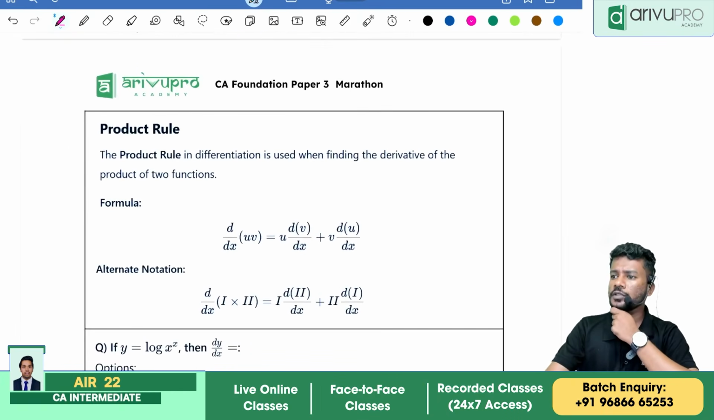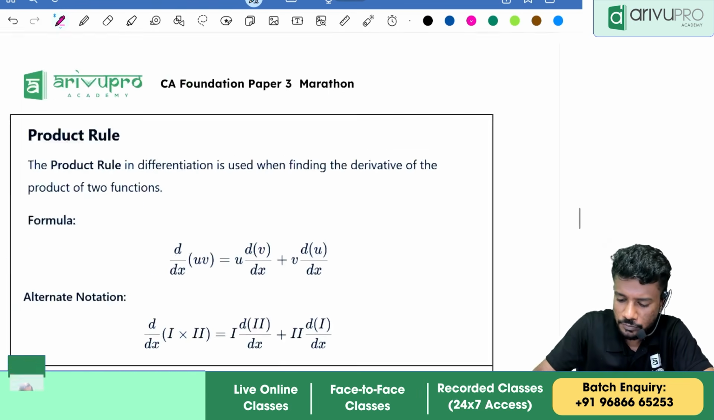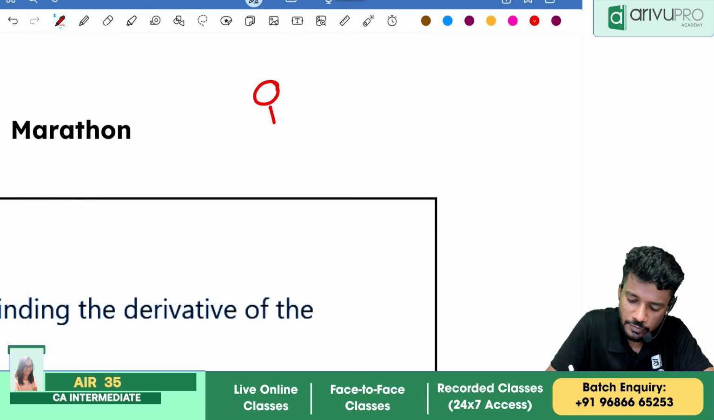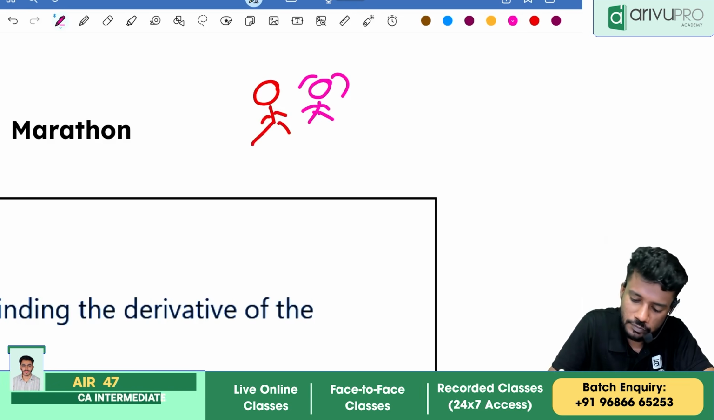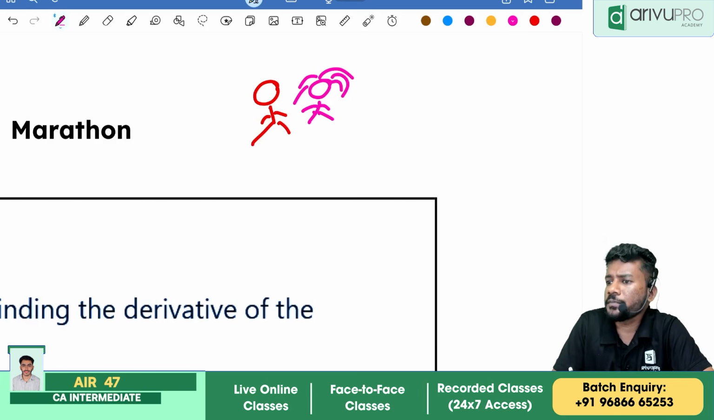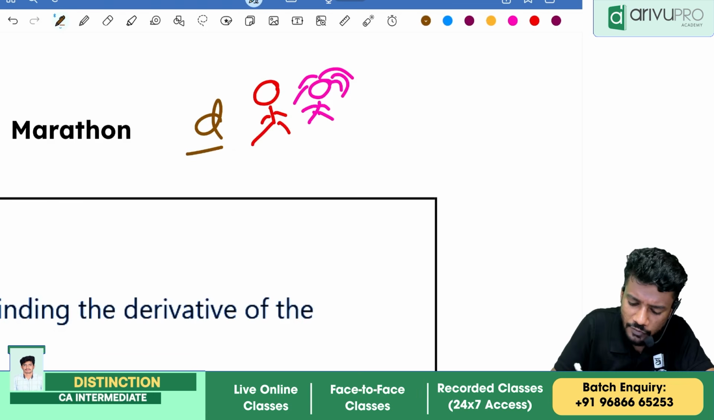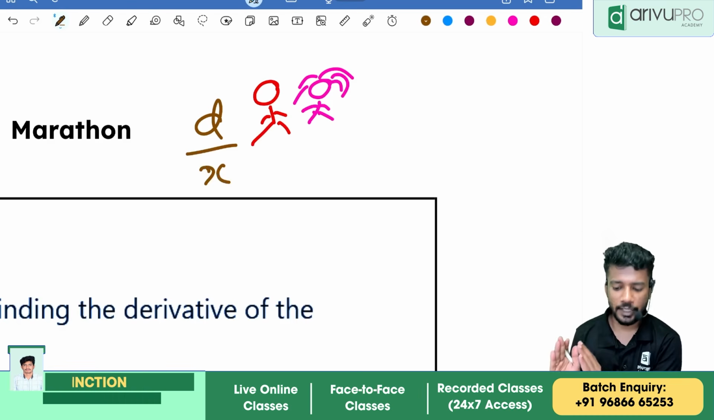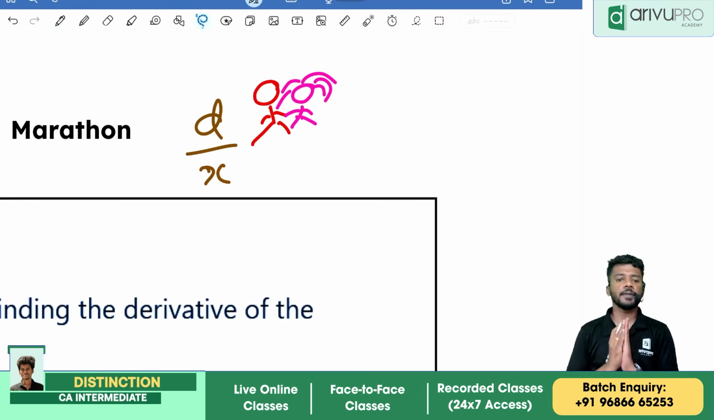Yes. Now we are going to product rule. Have you heard about product rule? Now, for example, two functions are there. Functions means what? Now, two functions are there. Let one function be red boy, the other function be pink girl. Then, derivative of their marriage life. They both are married together.